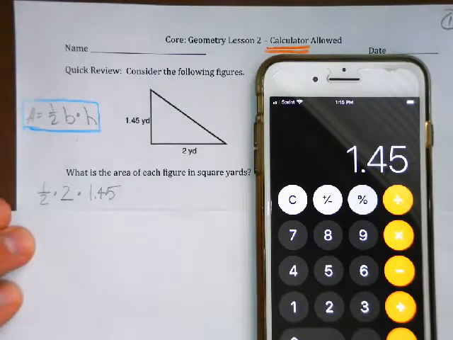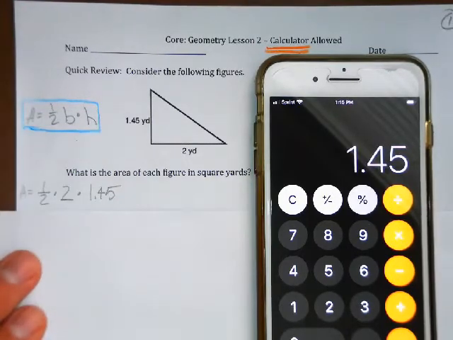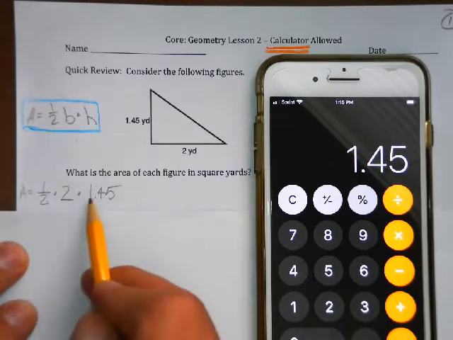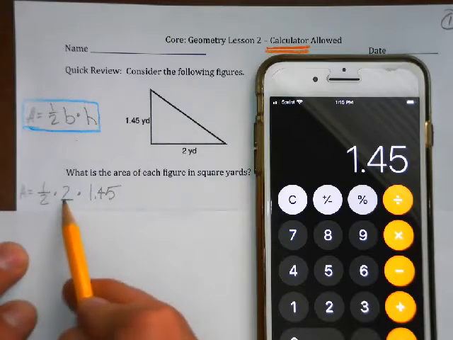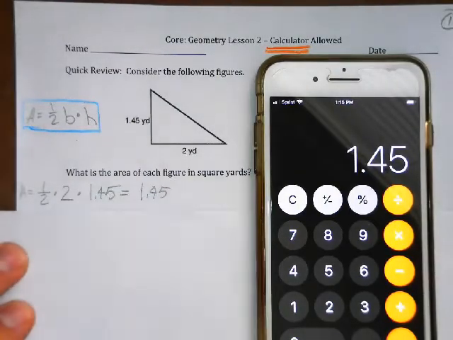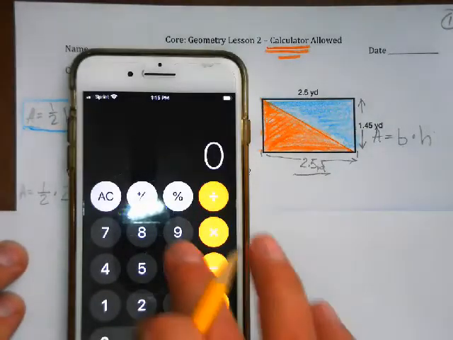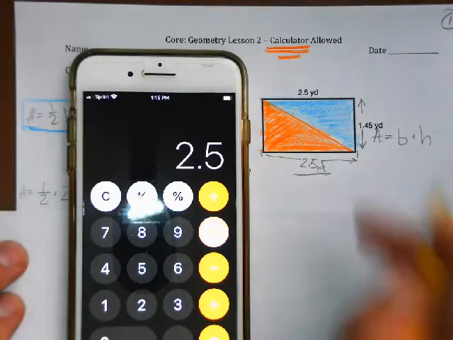problem where we've got 1.45. So we know that 1.45 times 2 equals 2.9, and then we need to multiply that by 0.5, which is equivalent to 1/2. So basically what we did in the first problem, for the triangle, we have 1.45, and the formula is 1/2 times the base, which is 2, times 1.45.